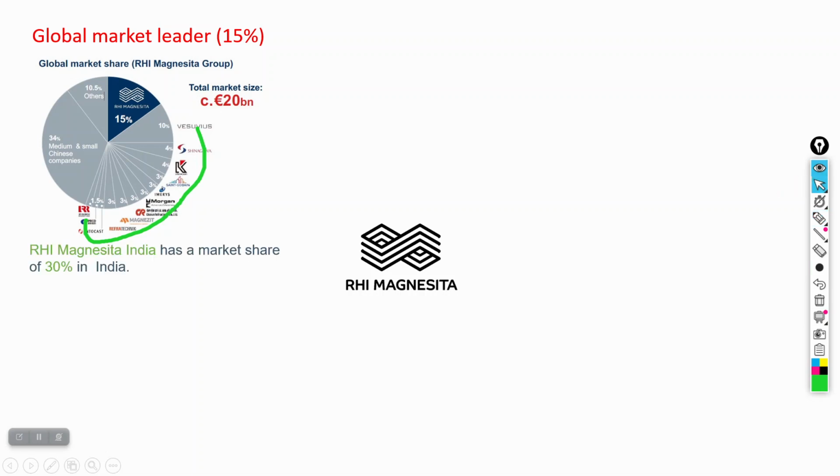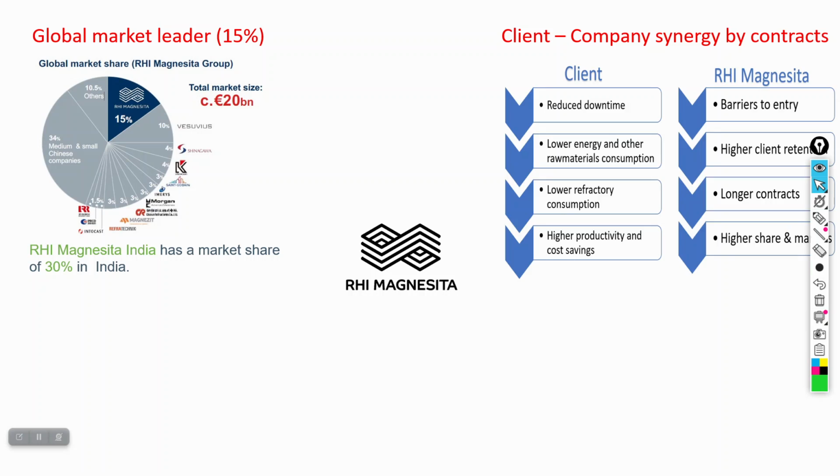And apart from that, in India, of all the refractory business market share, RHI Magnesita India owns 30% of market share. The second thing is, I would consider this as the moat of the company. RHI Magnesita goes with long-term contracts with the clients of any industry like iron, cement, copper, etc.